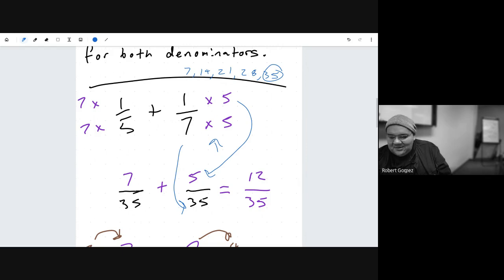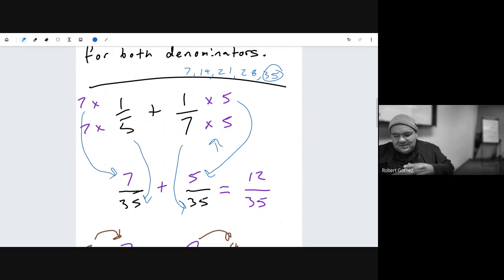Now, then I have to do kind of the opposite here. I say, okay, how did I get that 35 on this side of the plus sign? I went 5 times 7 is 35, and I multiplied the numerator by the same number. And that's how I got that 7. So on this one, I had to raise both sides, right?